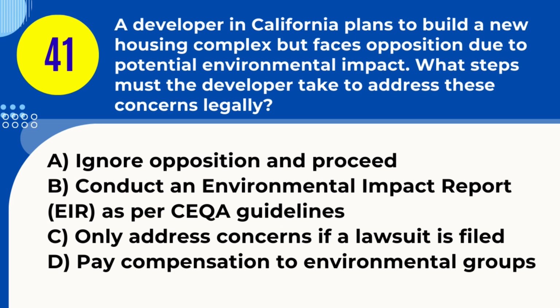Question 41. A developer in California plans to build a new housing complex but faces opposition due to potential environmental impact. What steps must the developer take to address these concerns legally? A. Ignore opposition and proceed. B. Conduct an environmental impact report, EIR, as per CEQA guidelines. C. Only address concerns if a lawsuit is filed. D. Pay compensation to environmental groups.